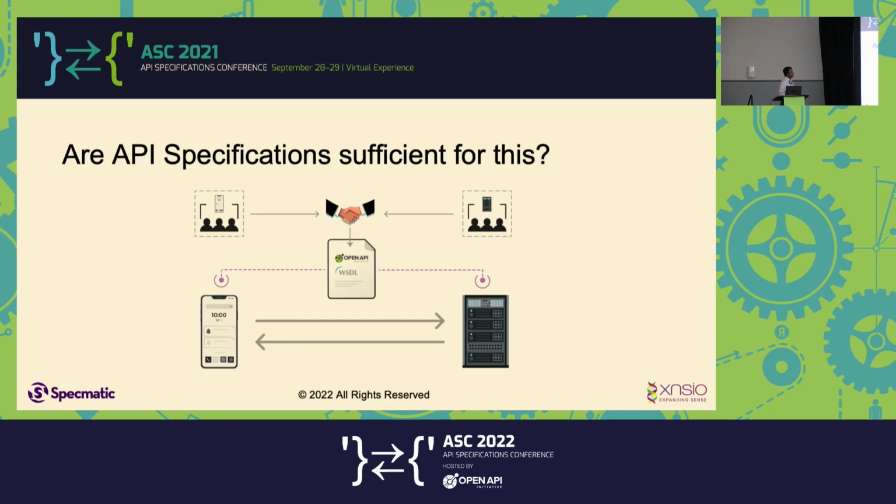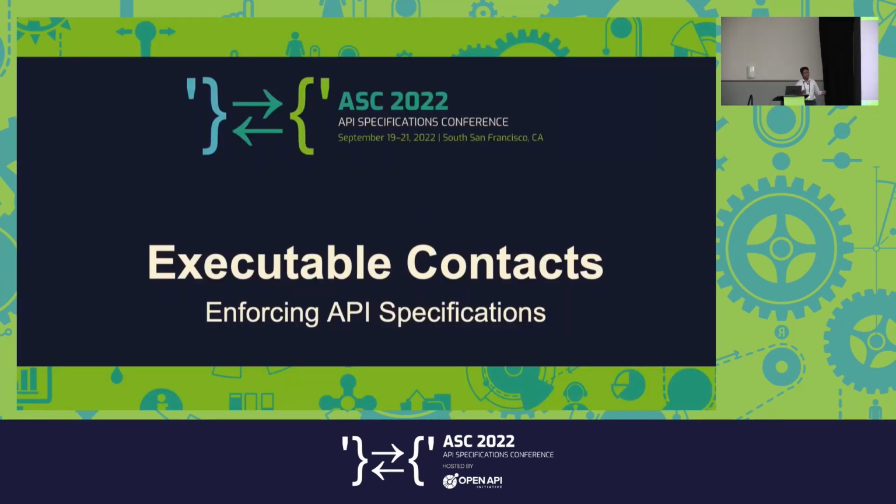However, the fundamental question is, just having the specification, is that sufficient? Not necessarily. Specifications in themselves do not form contracts, right? Specifications are there, they're describing the communication between the two parties, right? But in themselves, they cannot be enforced. There has to be some sort of a development process which is baked in, so that enforces the API specification. That makes it an executable contract.